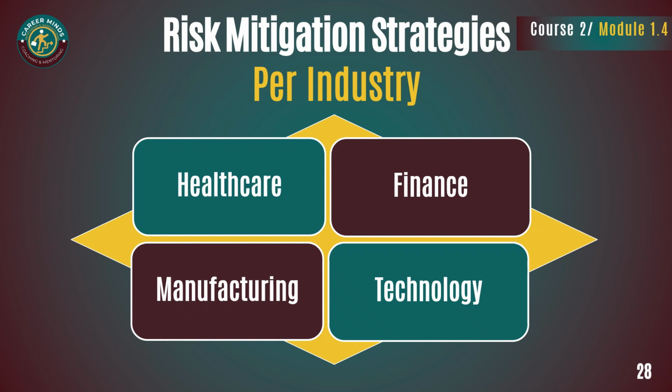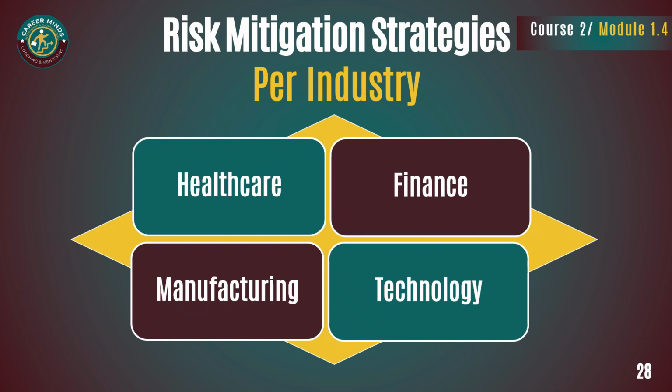So we look at identity and access risk. Under healthcare, use role-based access for doctors and nurses and employ MFA. Under finance, use biometric authentication and MFA for transactions. And under manufacturing, secure employee credentials and zero trust identity. And under technology, use identity verification for users and employees.